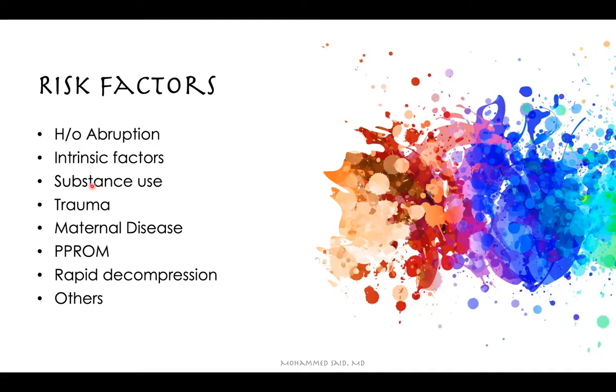Then we're going to talk about substance use. So the most preventable risk factor for abruption is smoking. Smoking cigarettes is a major risk factor, and it's dose dependent. So there is a linear relationship between smoking and abruption. Let's say if a woman is smoking one pack a day, this means that her risk of having abruption is almost 40%, which is a very high risk.